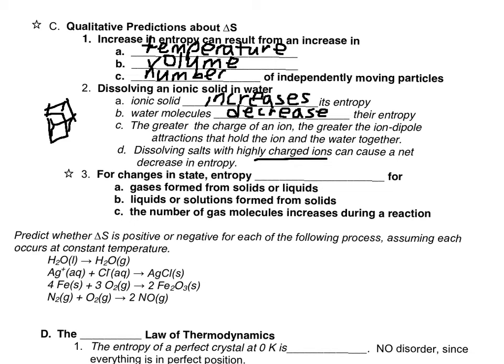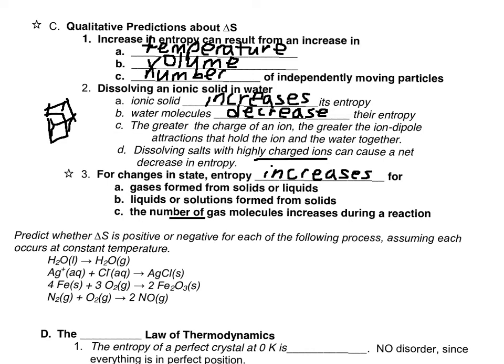Other things that can also increase entropy are things like state changes. A solid changing to a liquid is more disordered. A liquid changing into a gas is more disordered, so that's an increase in entropy. Forming any kind of liquid or solution from a solid, or if you increase the number of gas molecules that are present, say 1 mole of gas turning into 2 moles of gas, that is an increase in entropy as well.